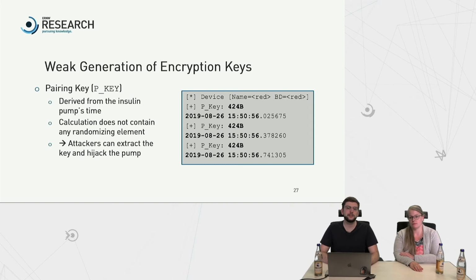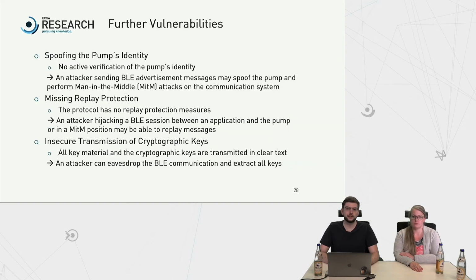As a result, any secret of the Dana RS system is generated insecurely. In addition to an unauthenticated keypad log pin disclosure, no active verification of the pump's identity is present. Therefore, attackers can spoof both communication partners and therefore easily get in a man-in-the-middle position. Therefore, the protocol misses replay protection. Hijacking the Bluetooth Low Energy session, attackers may replay sniffed messages. But the still most easy way to issue trusted commands is to sniff a single communication flow between the pump and an app. We will get into this on the next slide.